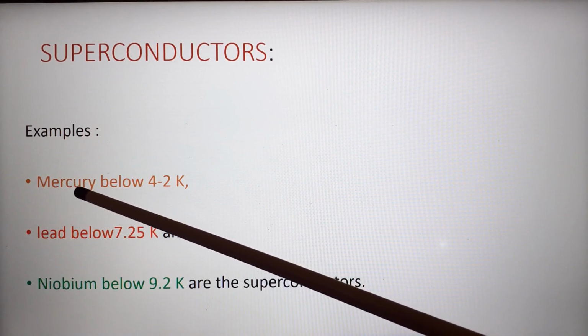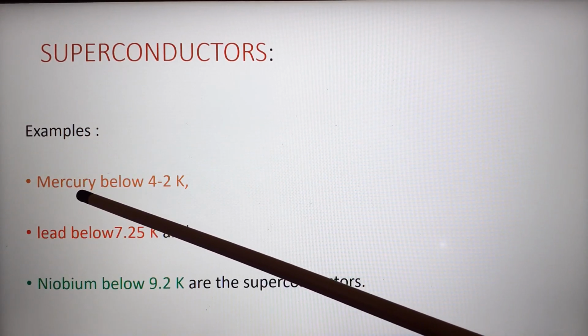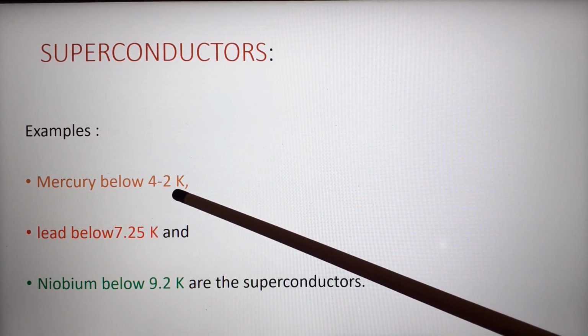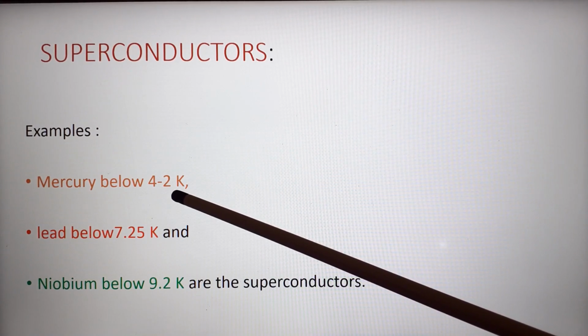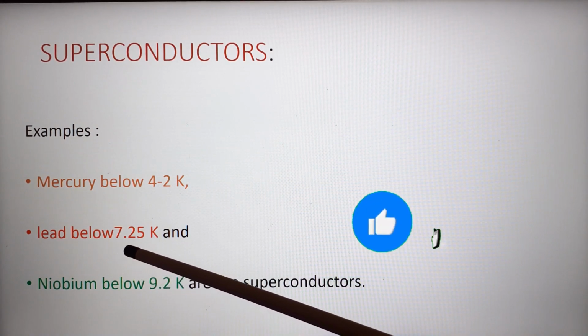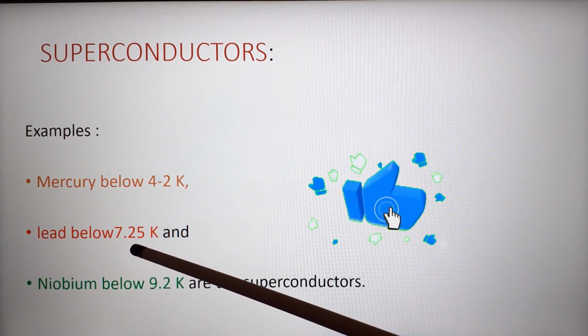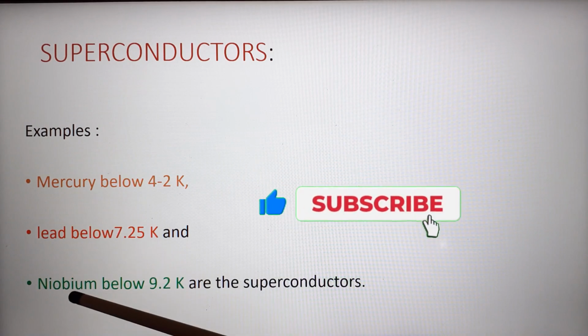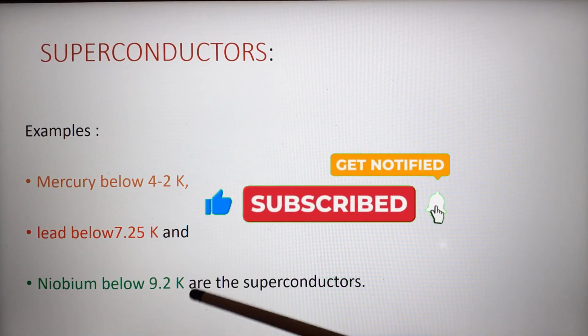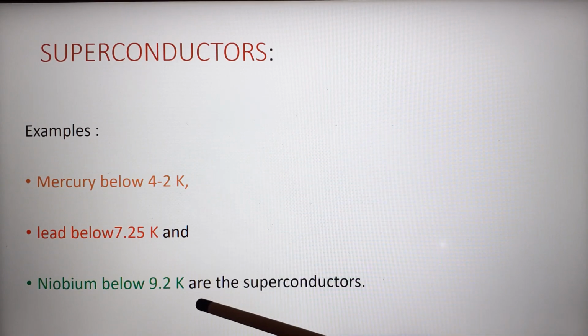The example of superconductor is mercury. The condition is below 4.2 Kelvin. So it's quite a low temperature. And in our day-to-day life, to maintain this temperature is a real difficult task. Next is lead, below 7.25 Kelvin. It is also quite a low temperature. Third is niobium, below 9.2 Kelvin. So these are all the examples of superconductors.